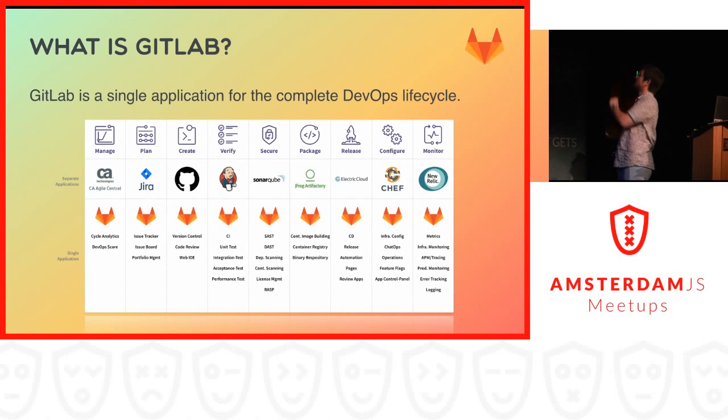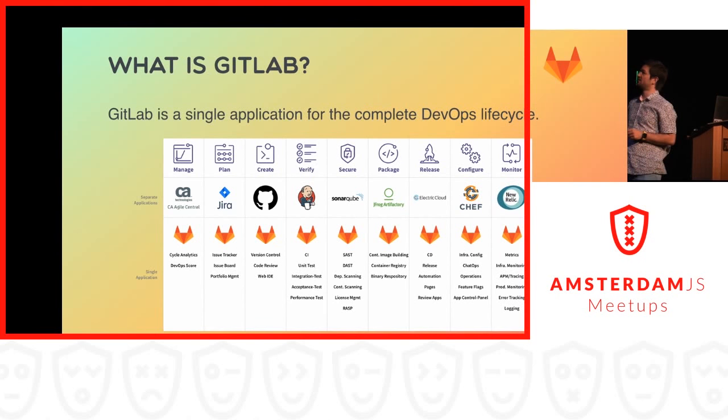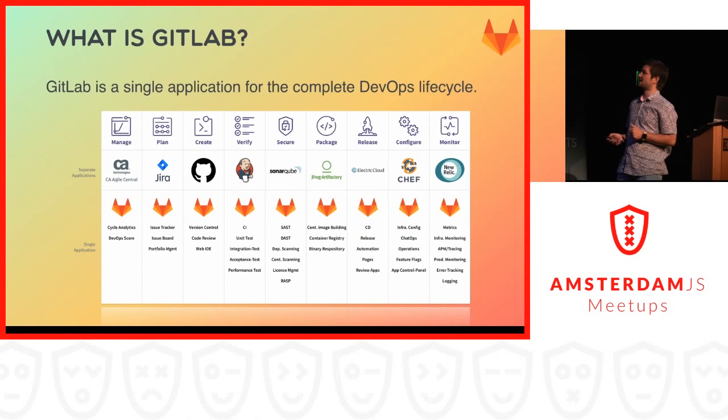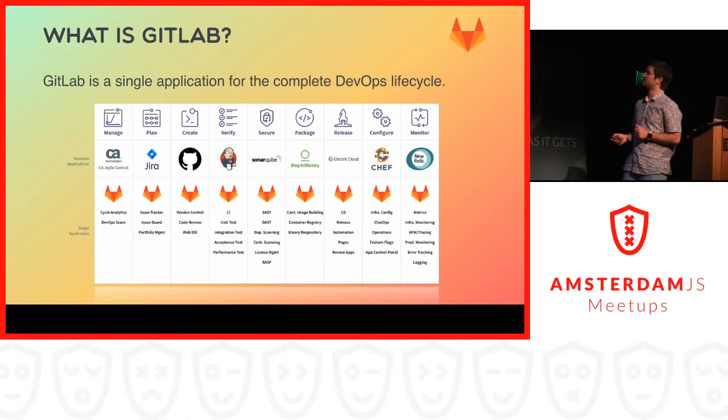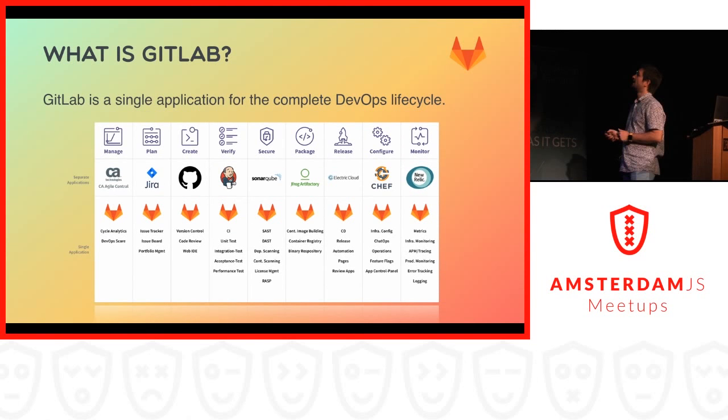DevOps lifecycle. For example, for the manage step, we have cycle analytics and DevOps score. For plan, we have issue tracker and issue boards, and for package, we have image building and container registry. For the release, we have CD, and we also have CI and automation like review apps. For monitoring, we have metrics, infrastructure monitoring, and stuff like that. So we provide all of these within GitLab.